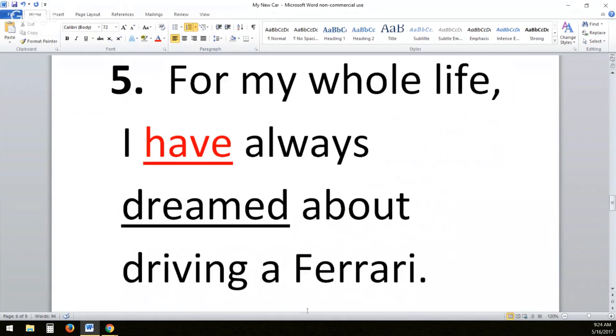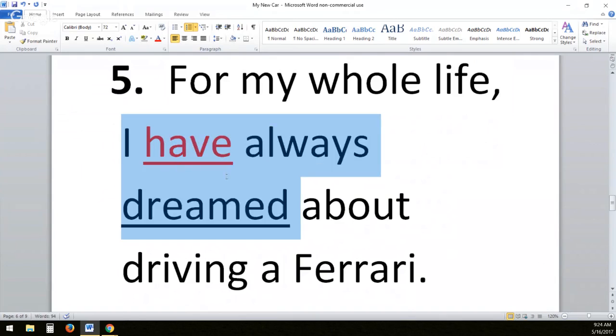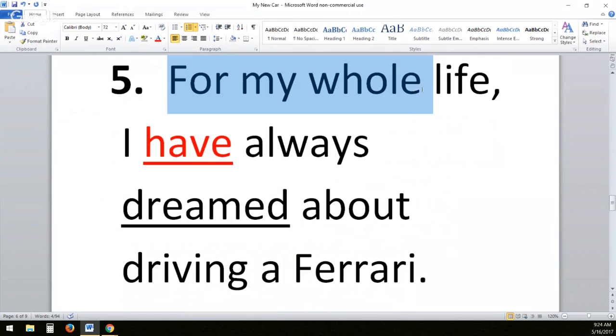A key in this sentence is that we have a general expression here. We're talking about my whole life. We're not talking about 1 hour or 2 hours. We often use the present perfect with these general time expressions. For my whole life. Are you ready to go to number 6?